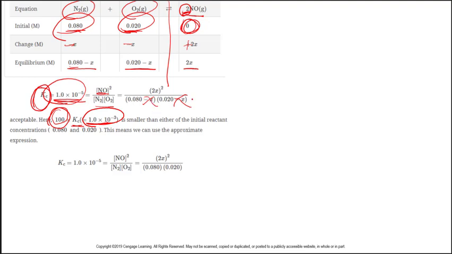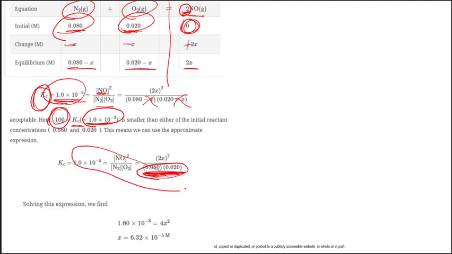If you don't feel comfortable or you don't understand the rule, that's fine. You can solve it using the quadratic equation, and that's completely fine. Or you can simplify it. And like I said, we can drop the x so we can then have an easier equation. And then we would cross multiply. So our 0.08 times our 0.02 times 1 times 10 to the negative 5th. That would give us 1.6 times 10 to the negative 8, which is equal to 2x to the second power, which would be 4x squared. Divide both sides by 4 and take the square root of it to give us x is 6.32 times 10 to the negative 5th.